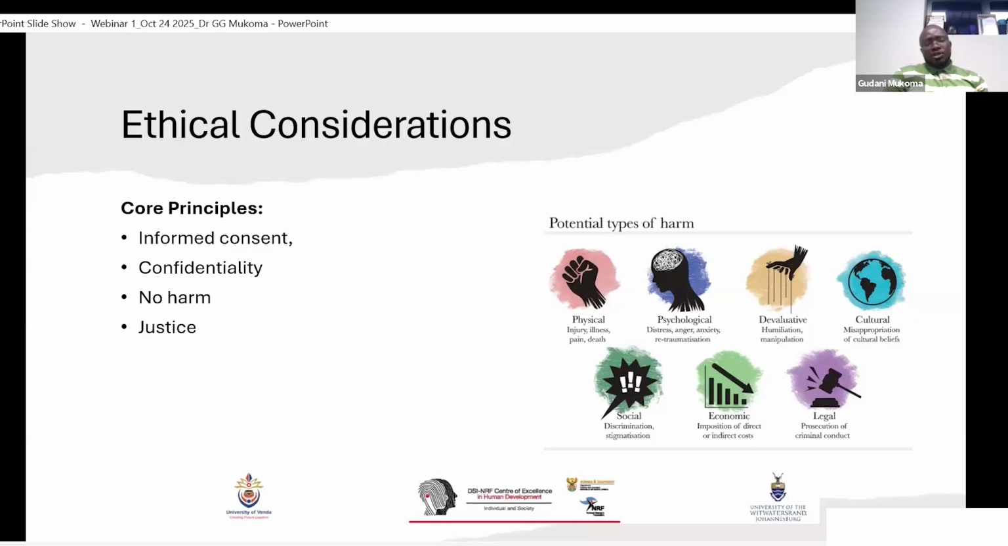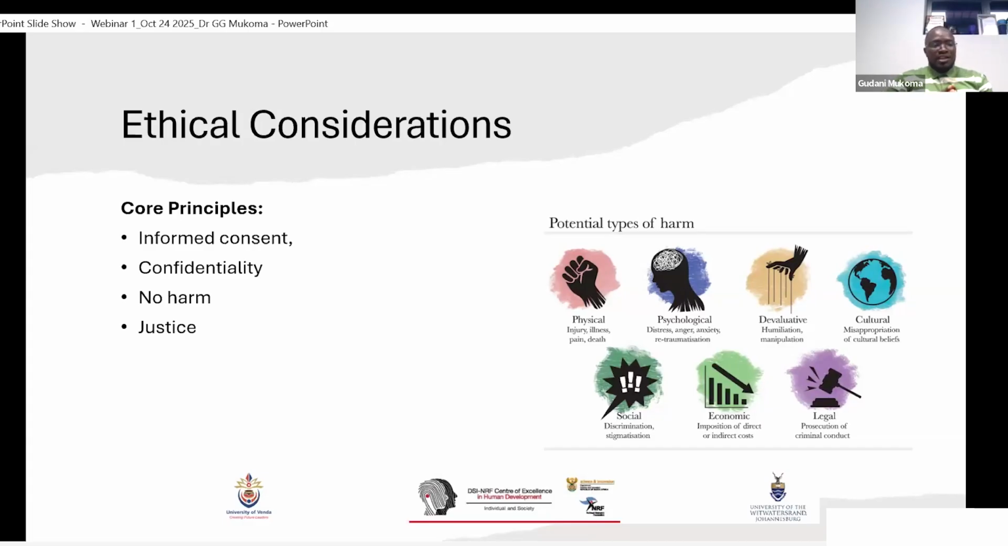And then we also talk about issues of justice, and this is where you ensure fair distribution of research benefits and burdens. So research is supposed to be fair in all essence. So you do not have to say specific individuals are going to have this type of benefits, and then specific individuals are going to have this kind of burdens. Everyone must have a fair distribution of whatever it is that is going to be a part of the study.